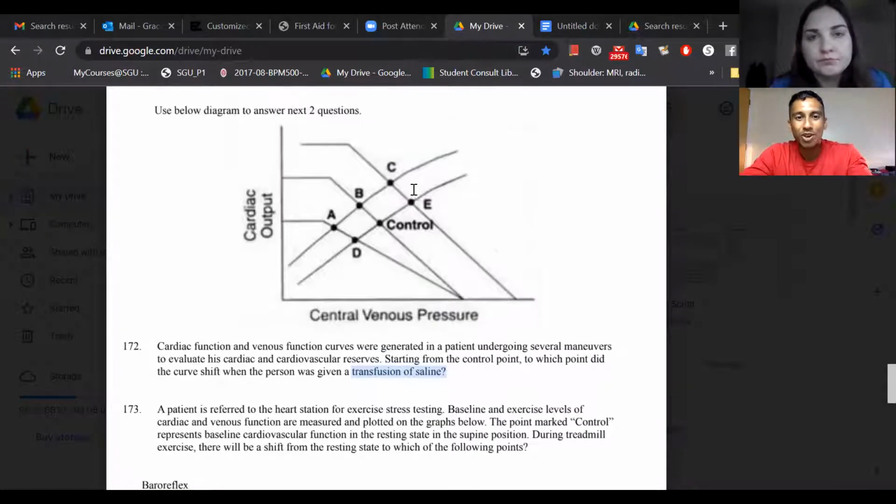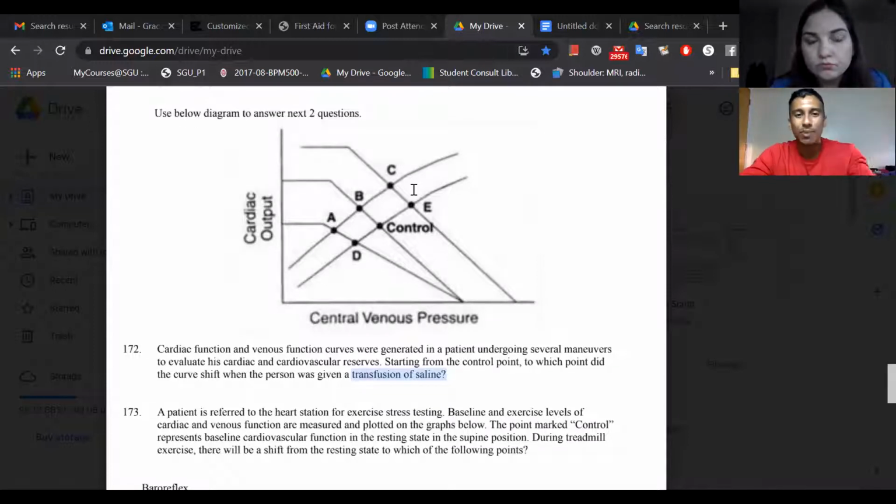Okay. Wait, I'm sorry. So something that increased contractility alone would take you to B? Yes, because we're staying on the same preload line and just jumping up on the red line. And I'm just going to use the colors because that's the easiest way to describe it.